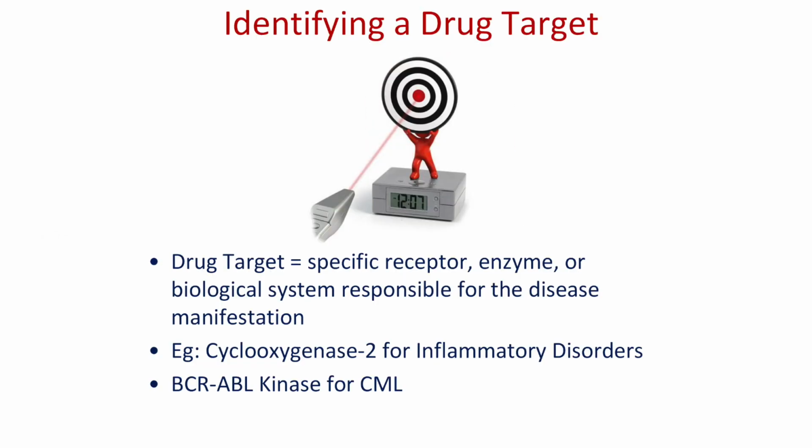Identifying the drug target has to be specific. As I said, it could be a receptor, an enzyme, or a biological system responsible for the disease manifestation. For example, cyclooxygenase 2 has been identified as the target for developing anti-inflammatory drugs. Inflammation is a critical component against injury or infection, and that is mainly led by one of the metabolites of the cyclooxygenase 2 enzyme, and cyclooxygenase 2 has become a big target for the development of anti-inflammatory drugs.